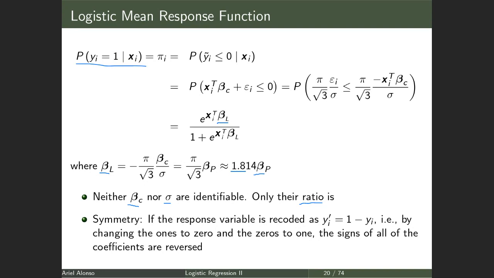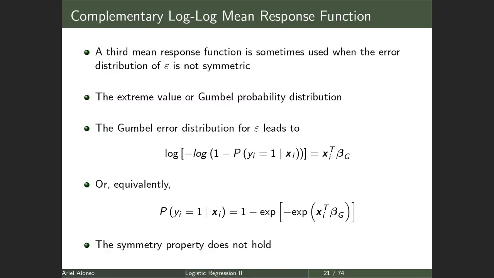Now, the logistic model is also symmetric. And that means, again, if you change the zeros into ones, if you construct a new response, which is yi prime equal to 1 minus yi, what was coded 0 now is coded 1, what was coded 1 now is coded 0. If you do that, the only change in your model is the signs. Now you need to multiply all the coefficients by minus 1. What is positive becomes negative, what is negative becomes positive. But for the rest, the interpretation is the same.